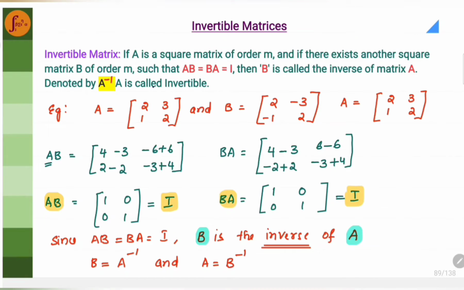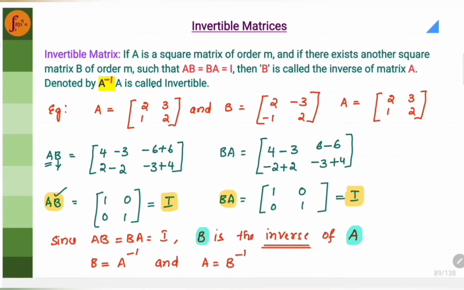So in this case, matrix B will be called the inverse of matrix A. Now let's take this example. We have matrix A, we have matrix B. We multiply both these matrices. When you multiply, you notice here, you're going to get 1, 0, 0, 1. So you're getting the identity matrix, which means B is the inverse matrix of A.